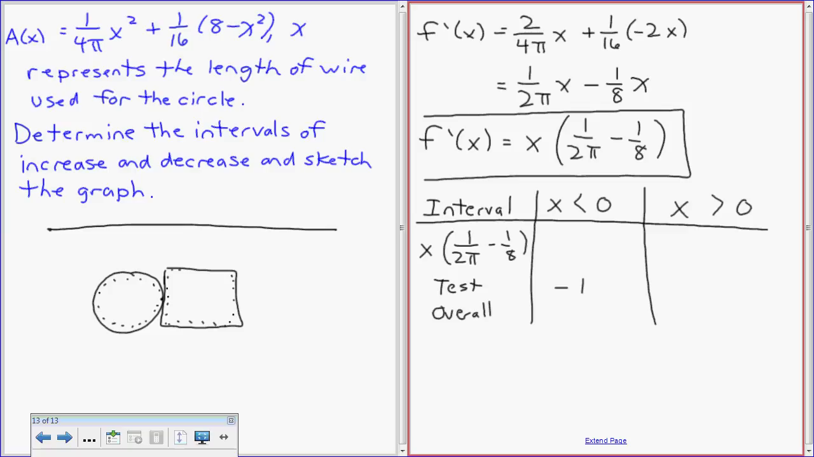Just going back to here. How do you make this entire function 0? The only way for it to be 0 is x equals 0. That's your only solution. Okay, is 1 over 2 pi minus 1/8 positive or negative? It's positive? I trust you.